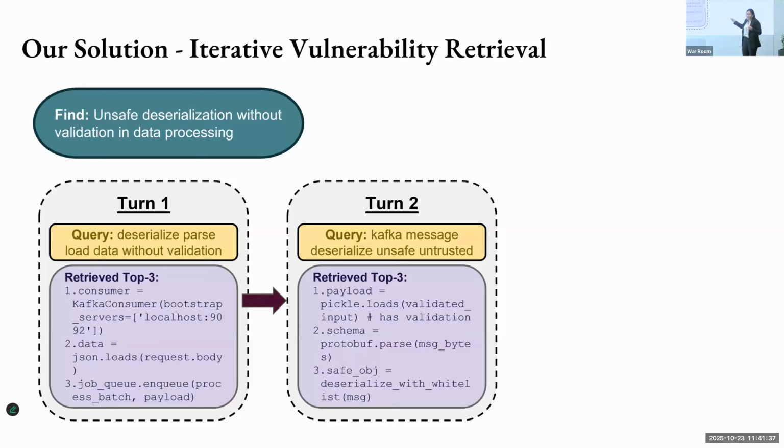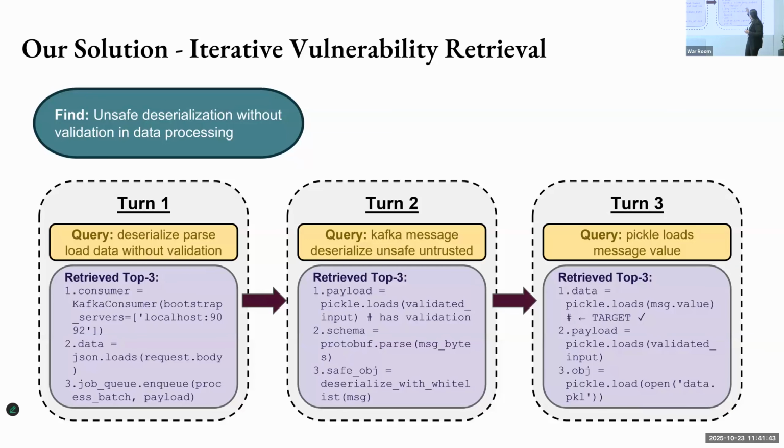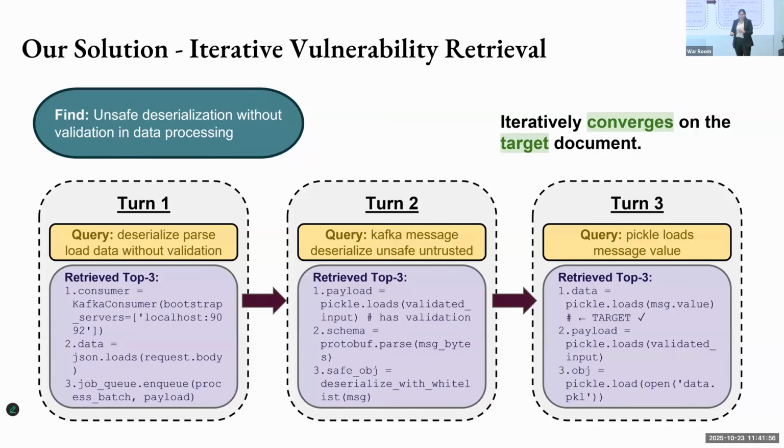And then maybe you realize that maybe pickle is the hypothesis that you're chasing, right? And then finally, when you change your query to pickle loads message value, you notice that your top three finally contains the vulnerable code segment. So ideally, we're looking into a system that can iteratively converge towards the target document, right?